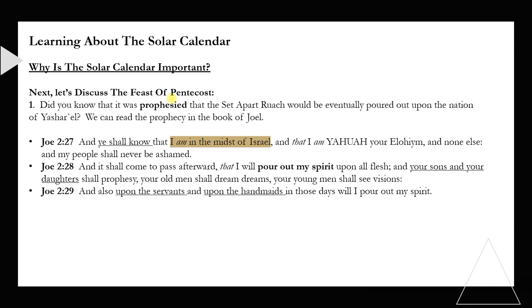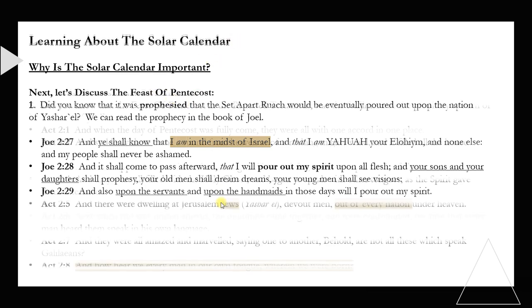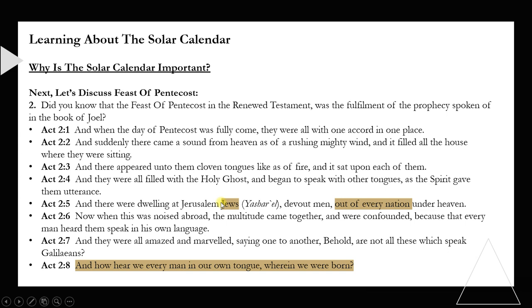This is the Old Testament. This is talking about the Feast of Pentecost. Did it happen just like the book of Joel prophesied? It did. And we can see it in the book of Acts. Did you know that the Feast of Pentecost in the Renewed Testament, or the New Testament, some call it, was the fulfillment of the prophecy spoken of in the book of Joel?